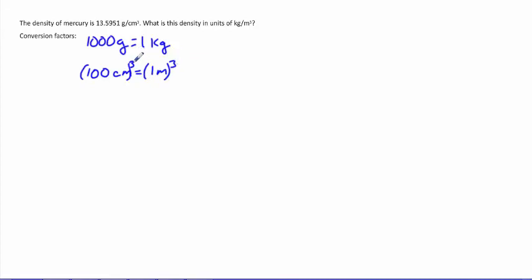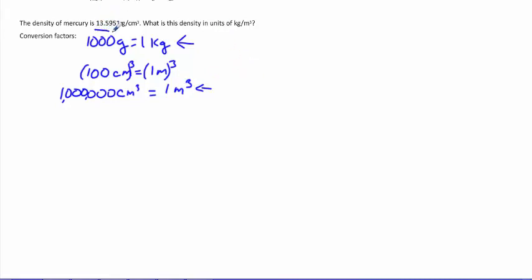So if I distribute that cube, 100 cubed is 1 to the 6, or 1 million. 1, 2, 3, 0. Alright, 1 million. Now the cube also distributes to the centimeters, so we now have centimeters cubed equals. Now 1 to the cube is still just 1, and the meters cubed are now meters cubed. So we have the two different conversion factors we need. We have the grams to kilograms, and we have the centimeters cubed to meters cubed. Now we can start the problem and set it up.